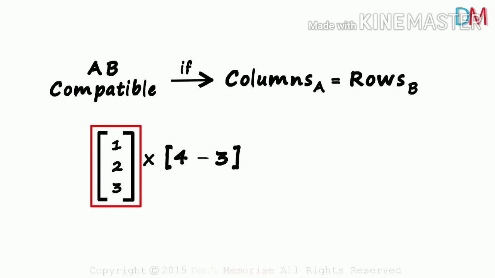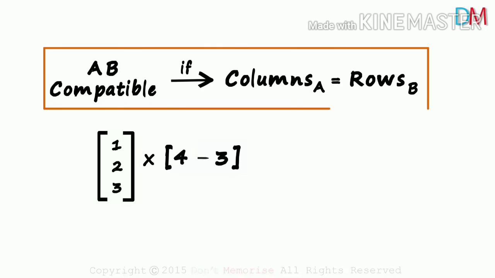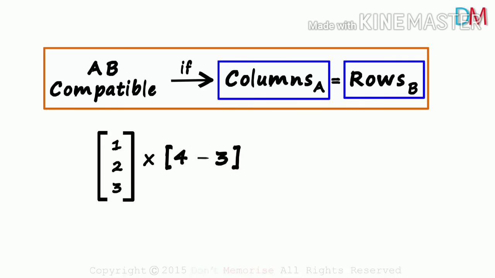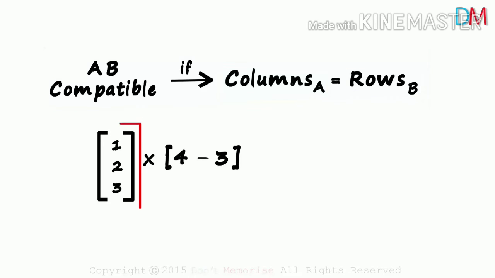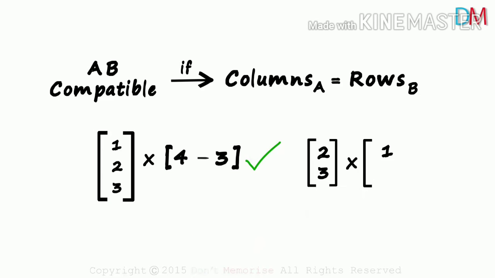Can this matrix be multiplied with this one? We don't have to multiply, we just need to check the compatibility. Look at the rule again. AB is compatible if the number of columns in A is equal to the number of rows in B. Here the first matrix has one column and the second matrix has one row. The number of columns in this matrix is equal to the number of rows in this matrix, and hence this multiplication is possible. Here's the second example.